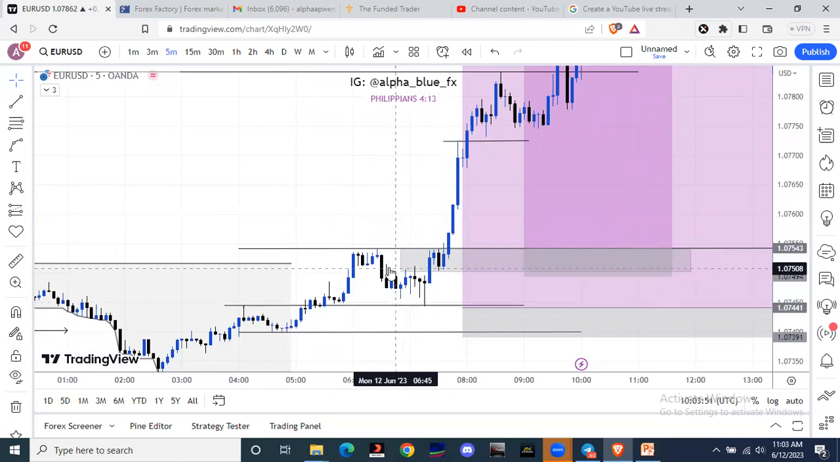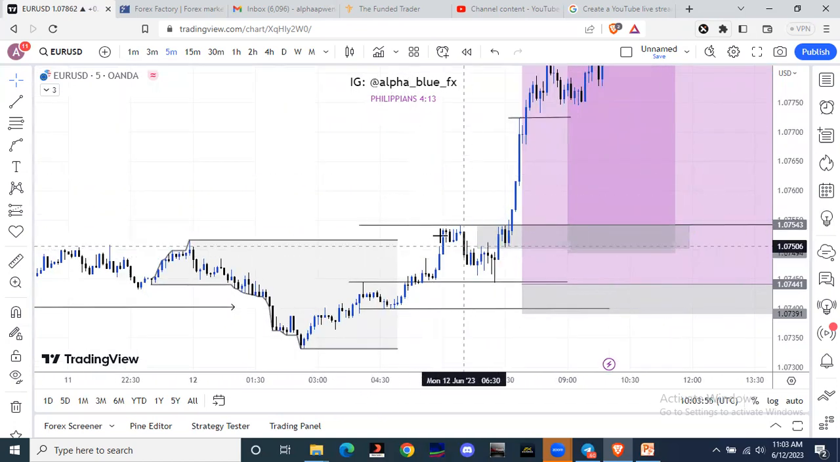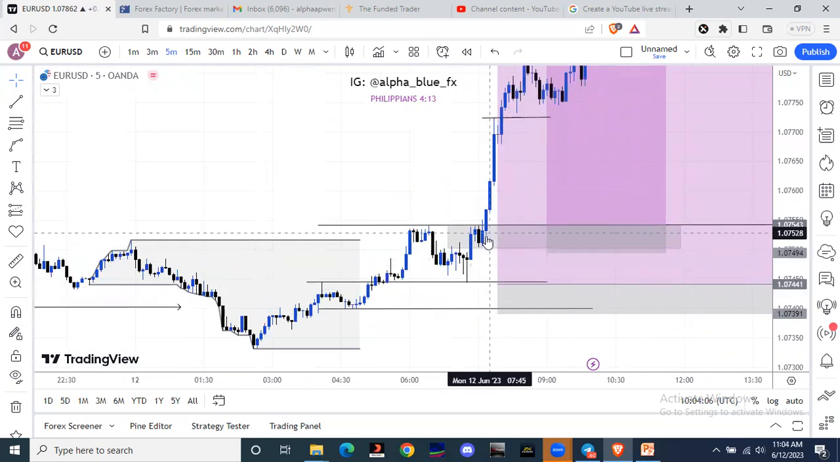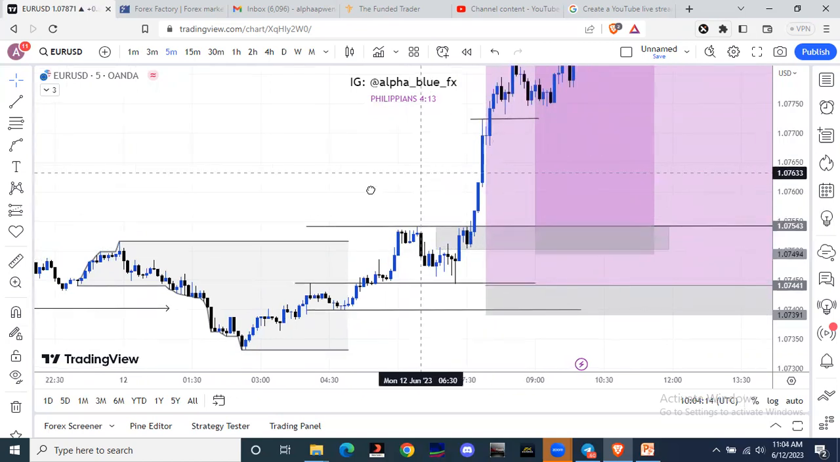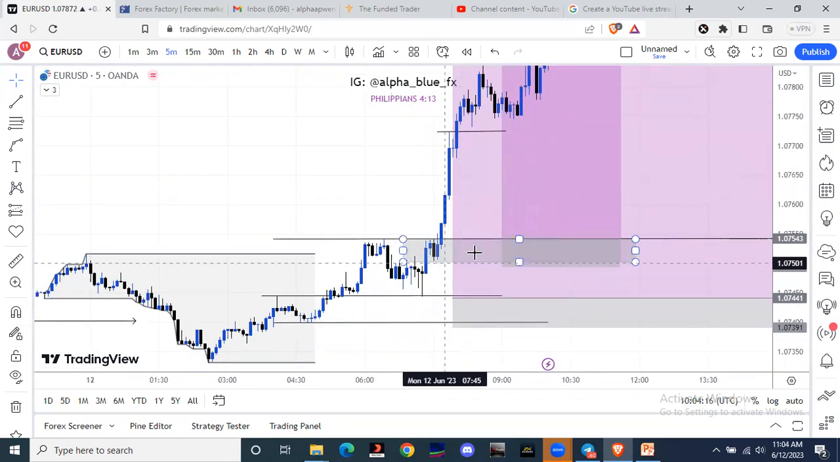Because with a flip zone, sometimes right here, this is a supply zone on this 5 minutes, right? Because when price was here, it sold. We saw sellers coming into the market. So next time price comes here, we're expecting to see sellers, right? So you can even see that sellers were trying to push the price down. We have a bearish candle here. Then price broke the supply to the upside. So supply will usually turn to a demand.